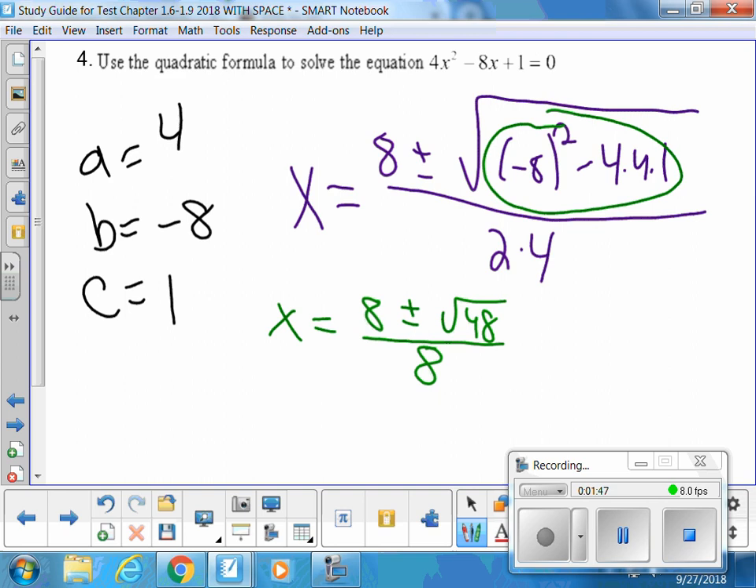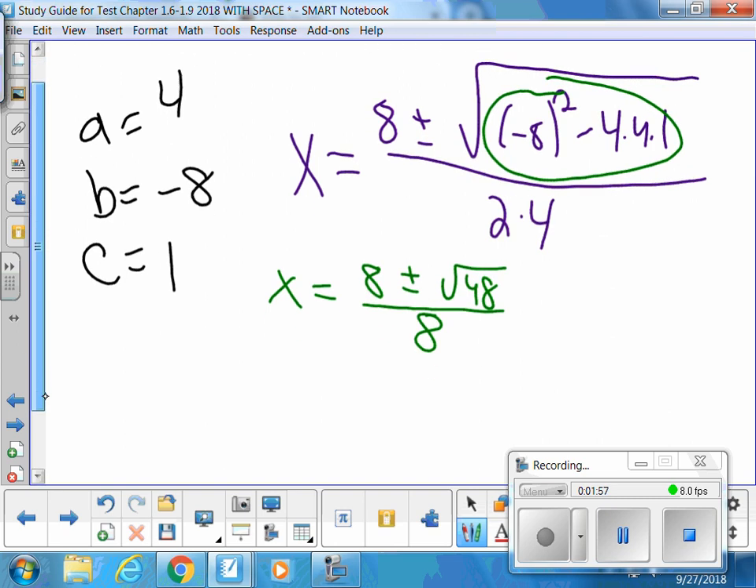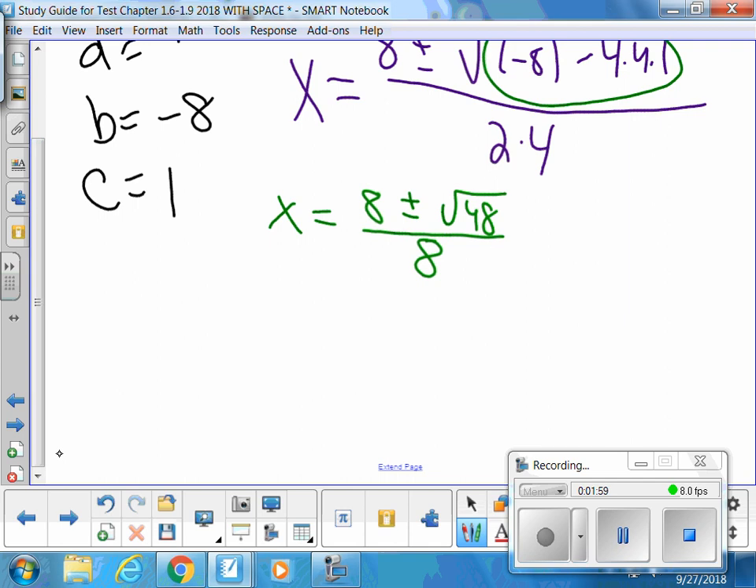Is 48 a perfect square? That's when you go, darn it. On the test, that number, your discriminant, will be a perfect square. So go ahead and tell you that now. It'll make it easier than this problem is. But I oftentimes make the study guide harder than the actual test to over-prepare you.